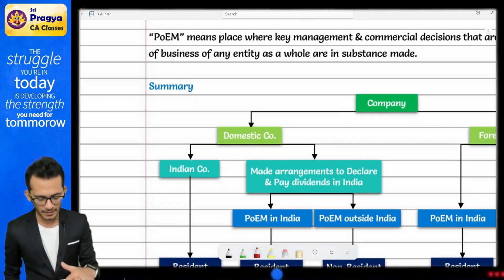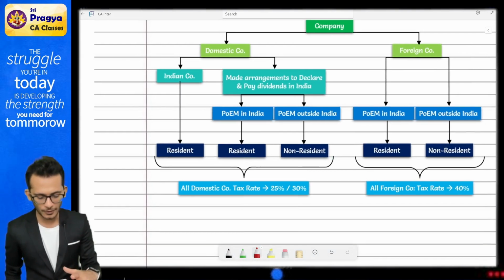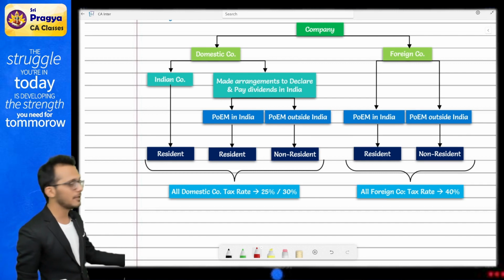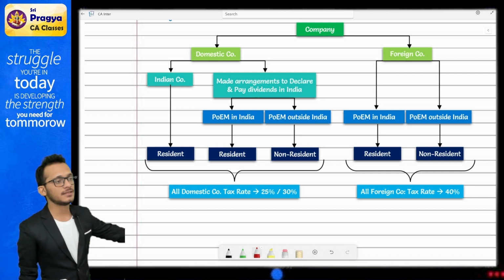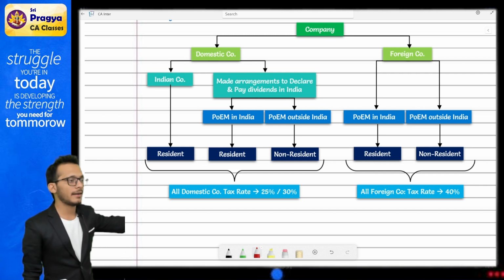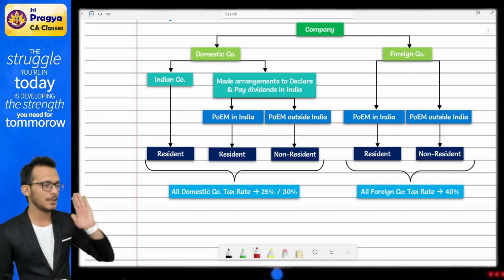We have a table against it. The table will come and say that regardless of what your status looks like, your tax rates will be 25 and 30 for domestic, 40 for foreign. You can be a domestic non-resident also. You can be a resident foreign also.